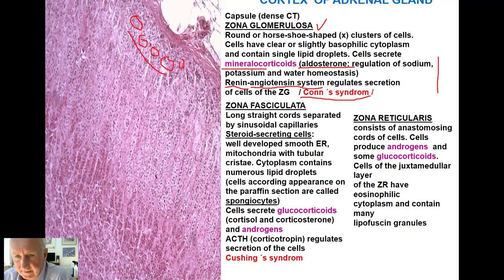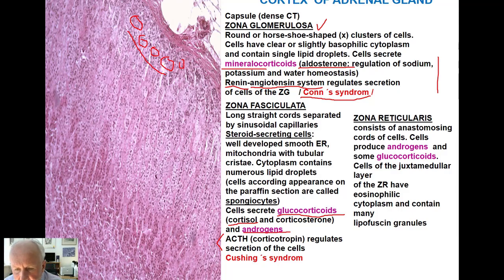Zona fasciculata are producing glucocorticoids. Yes. The most important, for example, is cortisol. Yes, and some androgens. So, I think that you have remembered from the adenohypophysis that adrenocorticotropic hormone regulates the secretion of cortisol, for example, in this moment.